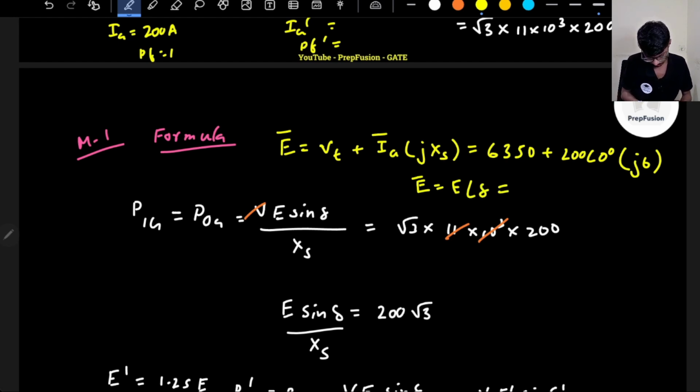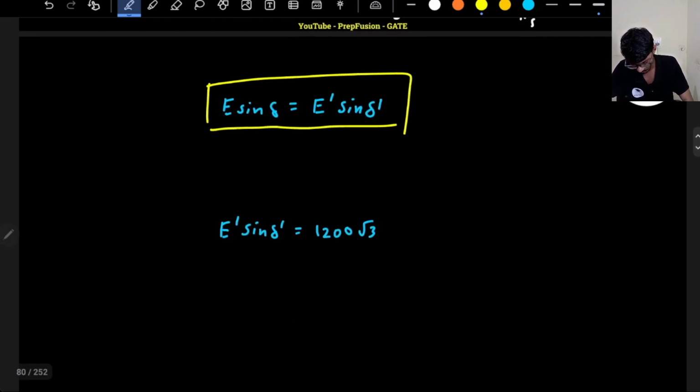So E is 6350 whole square plus 1200 whole square, whole under root, which is 6462.4. Then what is delta? For delta I have to do the tan inverse of 1200 divided by 6350. So this will be angle 10.7 degrees. So I know E and delta.